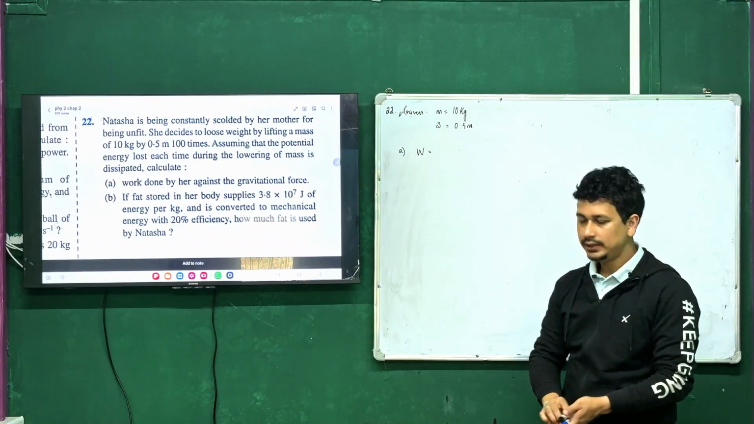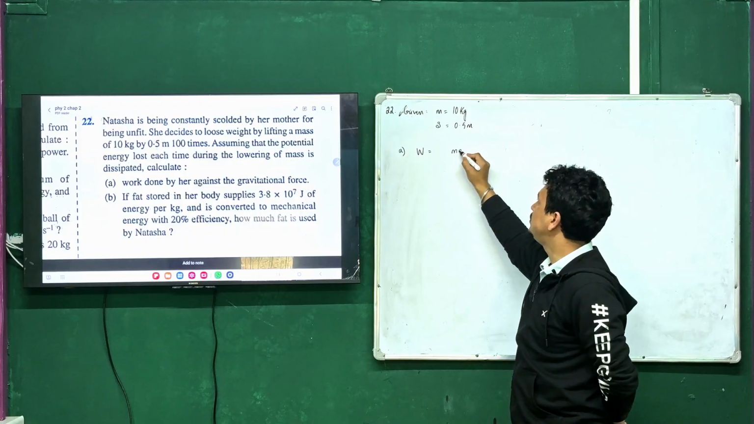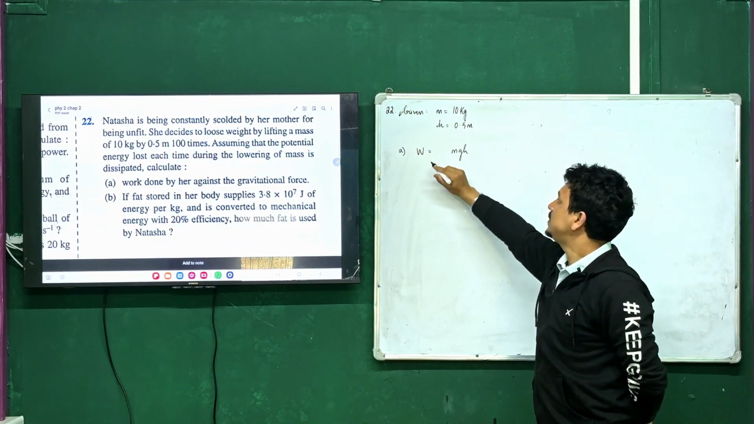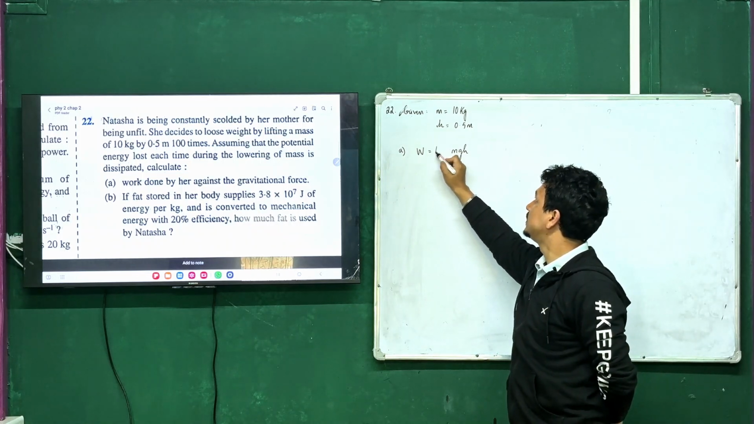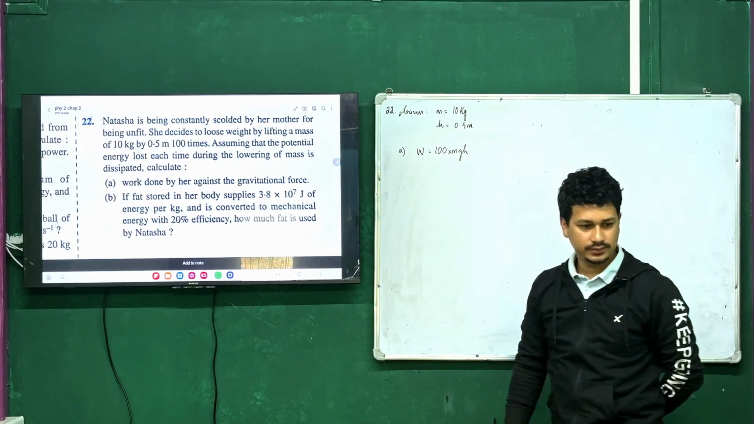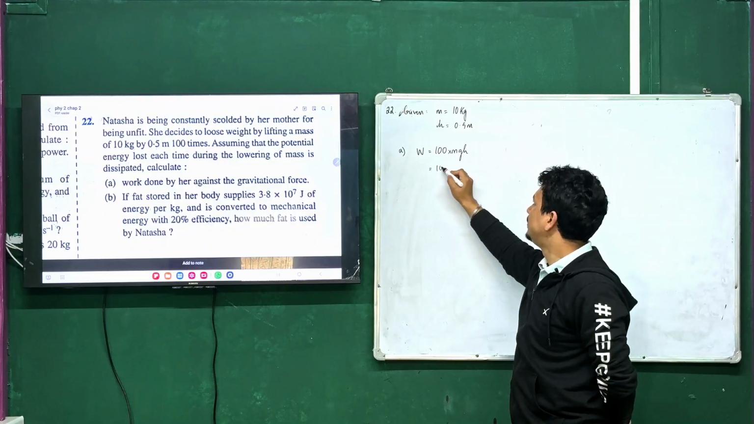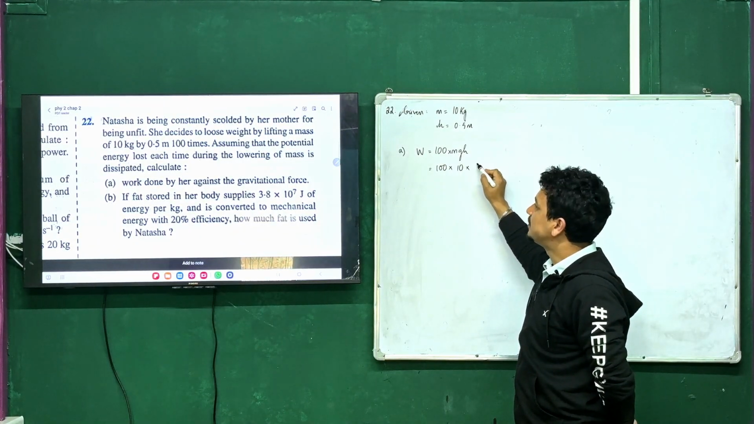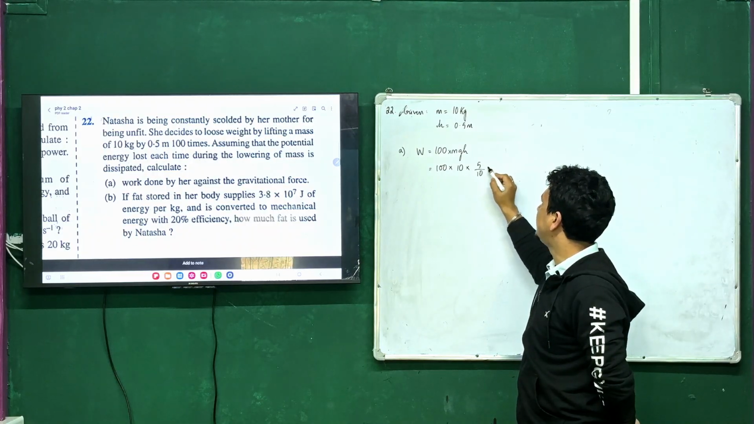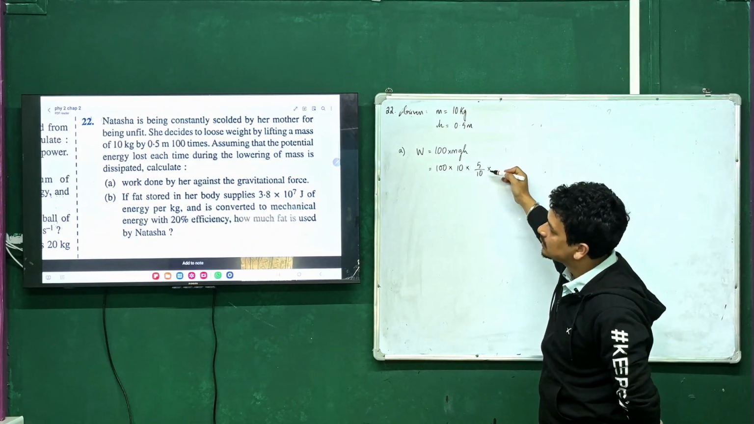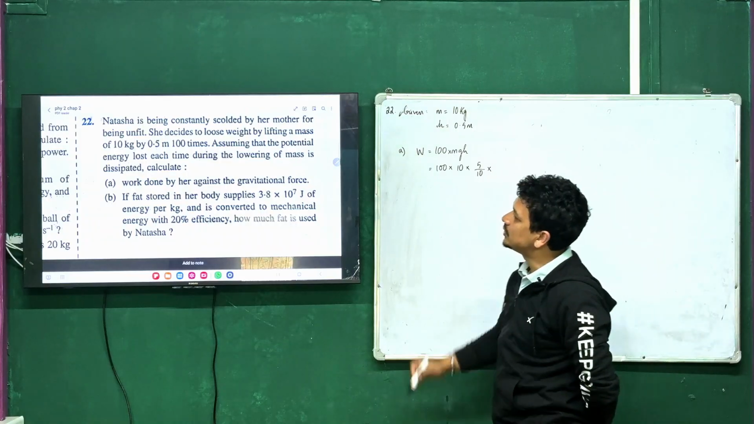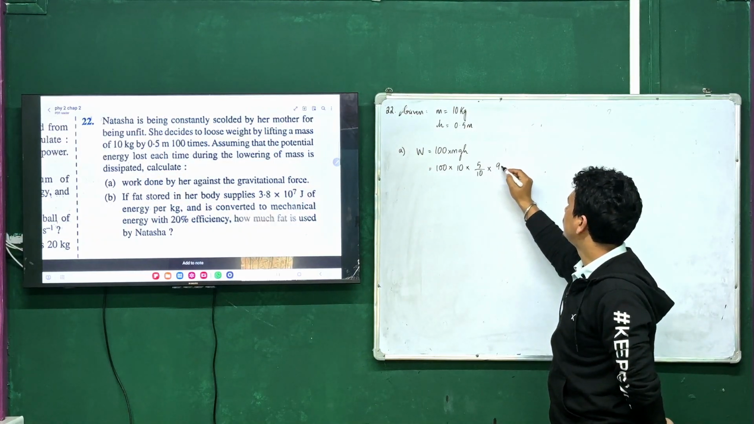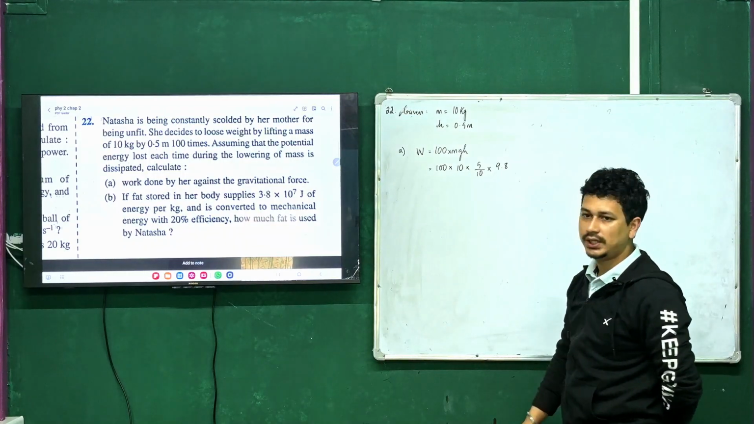How will we calculate the work done? We know that work done is mgh, right? Let's take this as h. Since she's doing it 100 times, it'll be 100 mgh. Then it'll be 100 into mass is 10, displacement is 0.5, so 5 by 10, and g is not mentioned. If g is not mentioned, we have to take it to be 9.8.